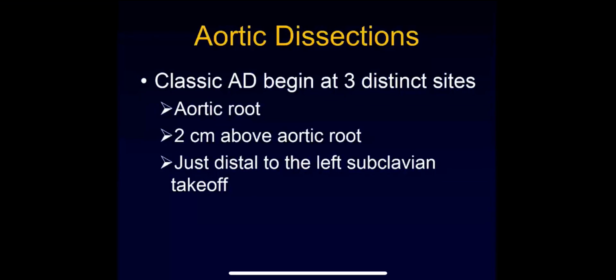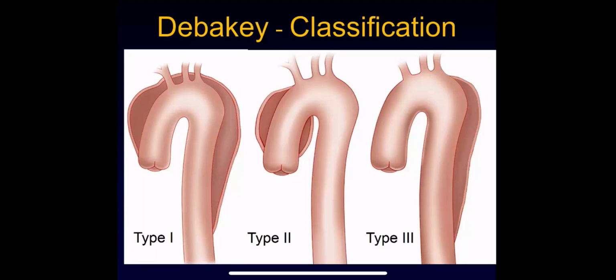Classic aortic dissection begins at 3 distinct sites: the aortic root, 2 centimeters above the aortic root, and just distal to the left subclavian artery takeoff. So here we have the Debakey classification, which is a little bit complicated. In type 1, you've got a dissection flap involving the ascending thoracic aorta and the descending thoracic aorta. With type 2, just the ascending thoracic aorta, and with type 3, the dissection flap is seen just in the descending thoracic aorta.